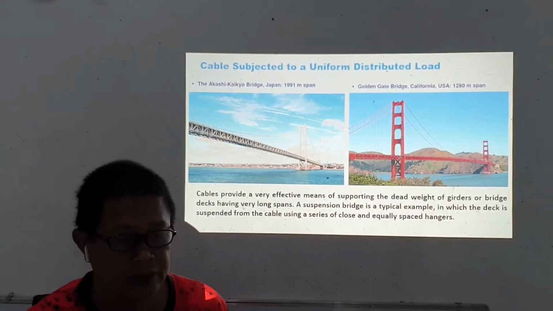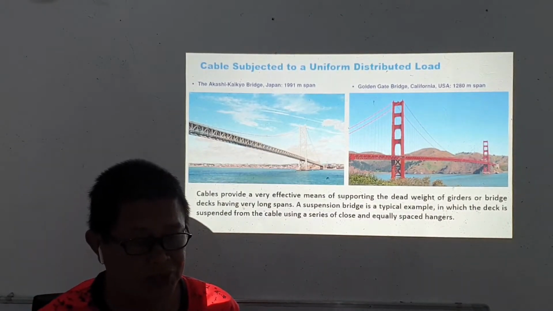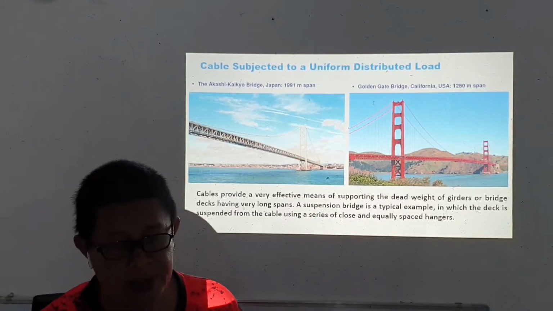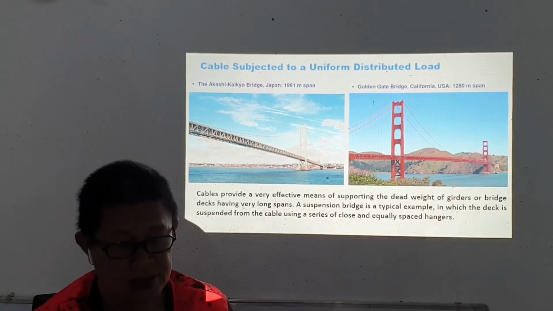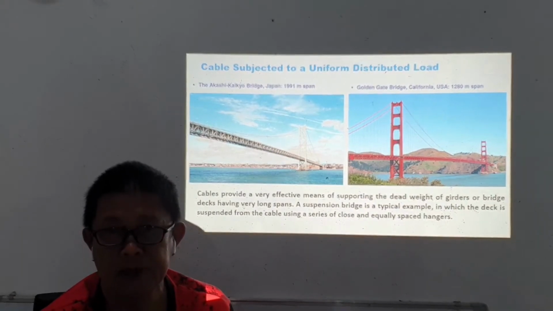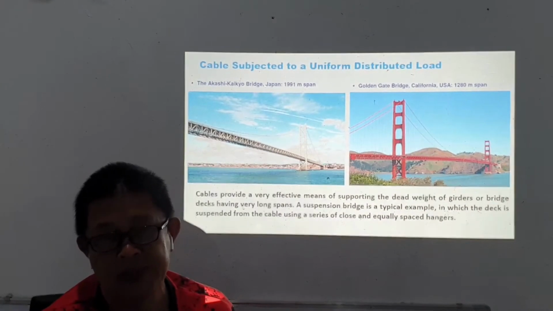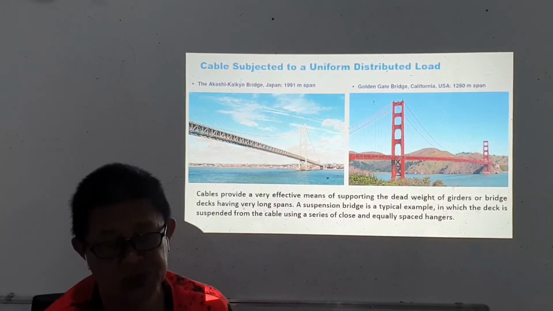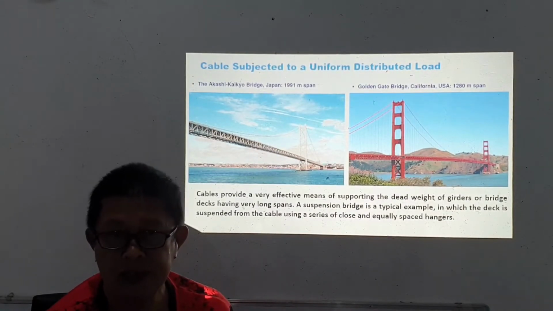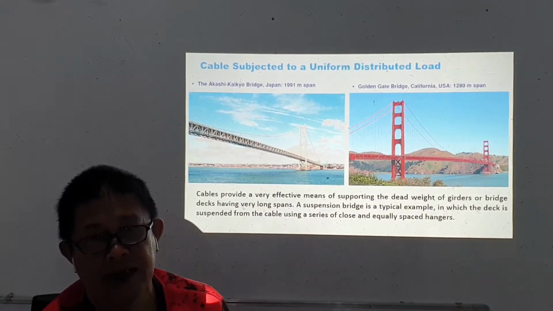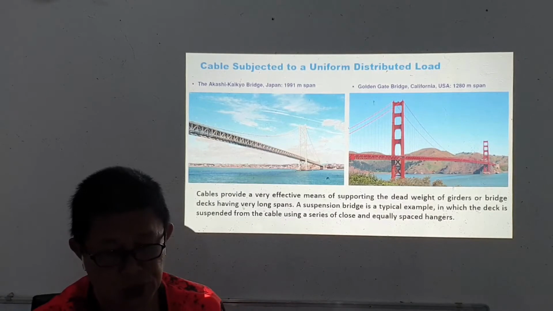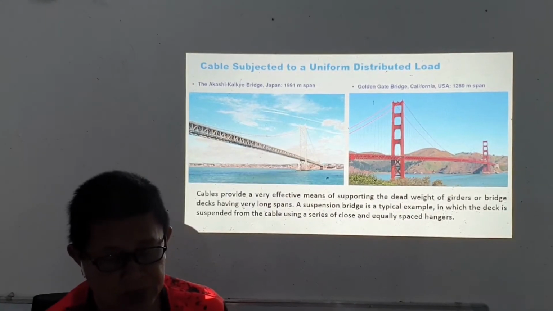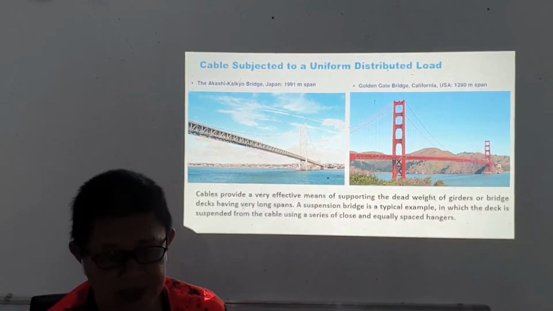Okay, we now discuss a cable subjected to a uniform distributed load, which is commonly the case for suspension bridges, or even cable-stayed bridges and pedestrian bridges that are carrying their own weight. For suspension bridges, usually the weight of the cable is neglected because it is quite small compared to the weight of the bridge and the weight of the vehicles passing through the bridge.